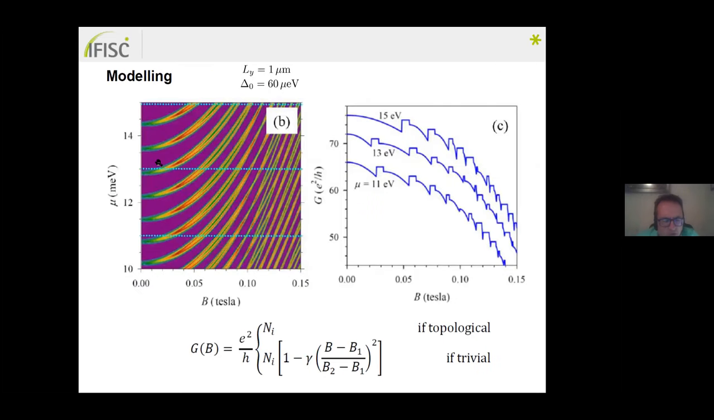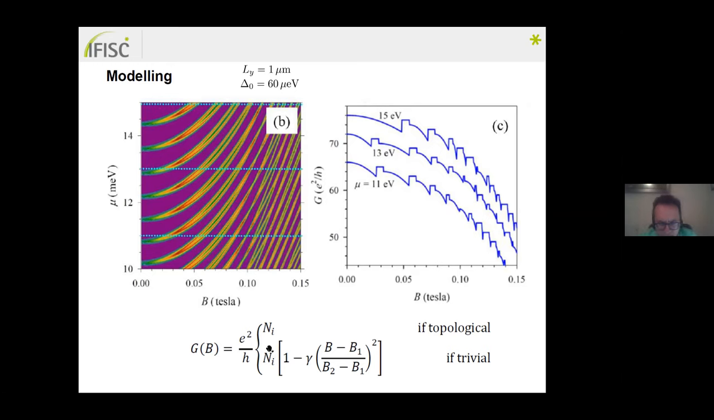For the modeling, I show here what we expect with the previous model when we consider a wider wire, 1 micrometer transverse dimension. In this case, as I already indicated, the phase diagram is characterized by having many topological transitions at low magnetic fields. The purple is the trivial regions, and the green indicates the topological regions. So when we move along one of these lines, increasing the magnetic field, we expect a sequence of many low field trivial-topological transitions.